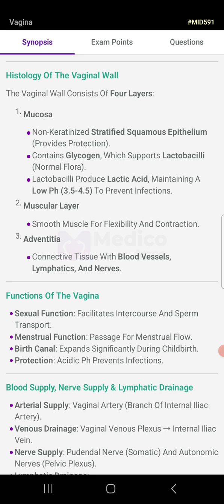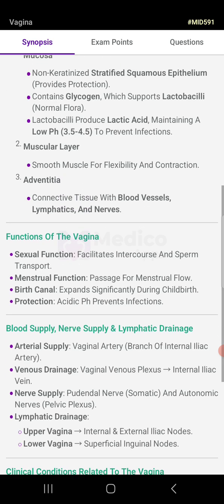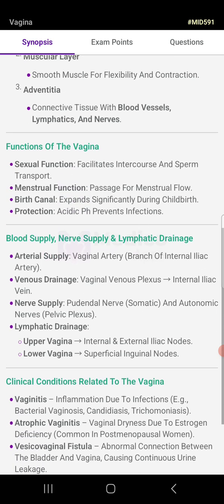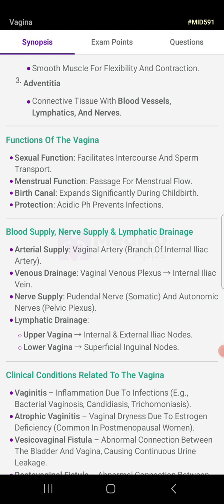Muscular layer. Smooth muscle for flexibility and contraction. Adventitia. Connective tissue with blood vessels, lymphatics and nerves. Functions of the vagina. Sexual function. Facilitates intercourse and sperm transport.